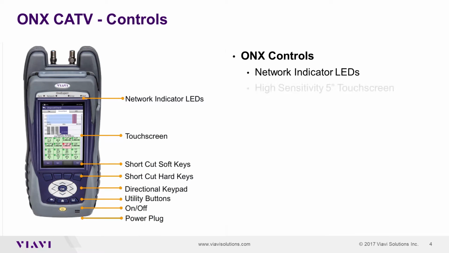Under the LEDs is the ONX touchscreen. The ONX supports a high-sensitivity 5-inch capacitive touchscreen. This touchscreen can be used to navigate the menu structure, the test, and its associated results. Much like your smartphone, you can use the touchscreen to zoom in and out on specific graphs and illustrations.